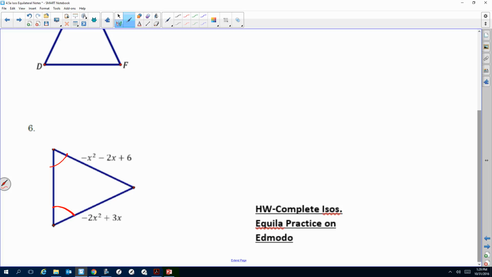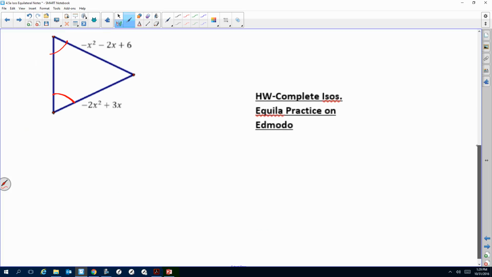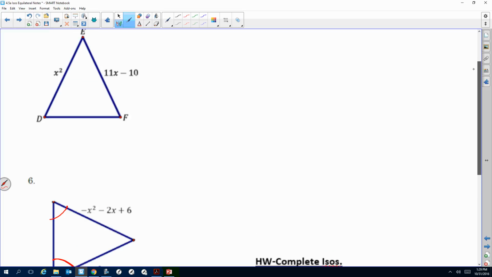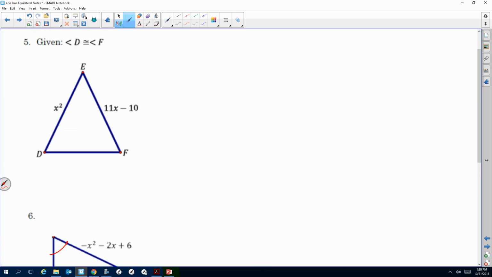So look up here for number 6. I need you to add the markings. Okay. Add your markings to number 6. Number 5 is correct because they put the markings, but they gave a given statement. So you're fine with number 5. So have your markings. Number 5, they tell me angle D is congruent to F. So we're going to add the markings.